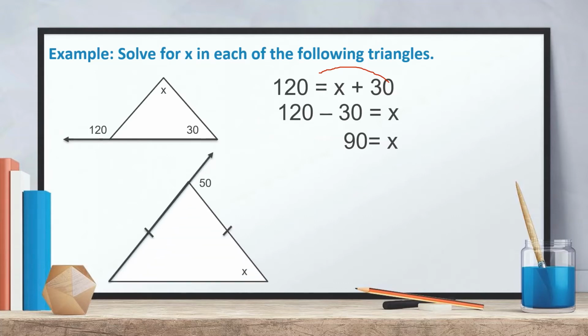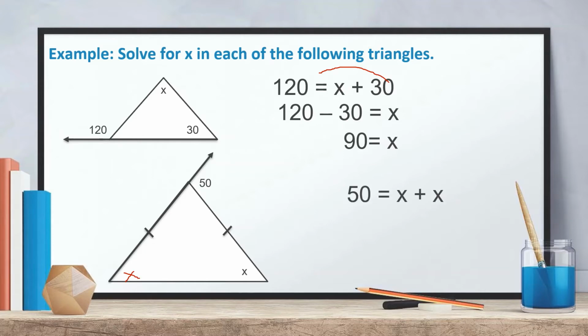On the second figure, as you can see, we have tick marks. The tick marks show congruent parts, meaning that the given triangle is an isosceles. Since one of the base angles measures x, the other base angle will also be represented by x. Now, we have the exterior angle 50 is equal to the sum of the two remote interior angles x.